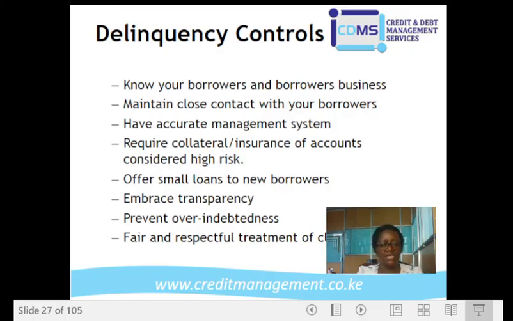Make sure you do that. Then the other one is fair and respectful treatment of clients. Some clients default, accounts become delinquent because of how we treated the customers. So if we want to maintain good relationships with our customers, then we ought to maintain fair and respectful relationships with our customer. So when we are talking about debt, it is a relational issue.